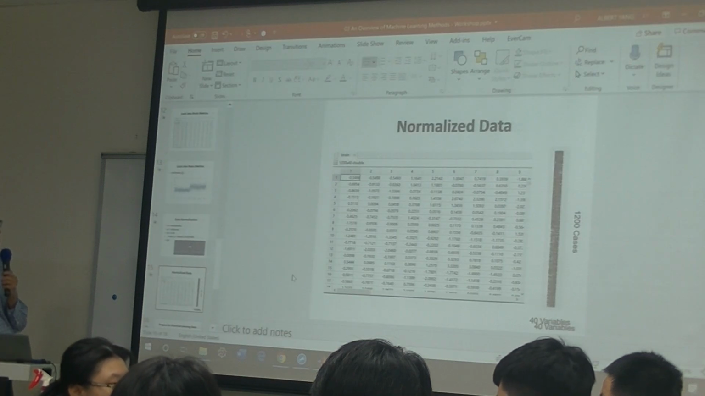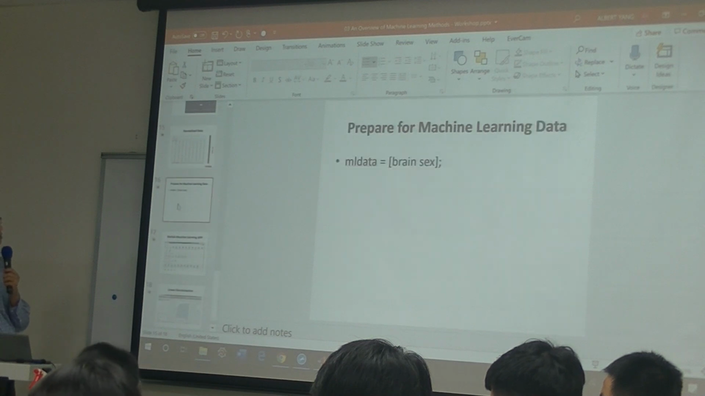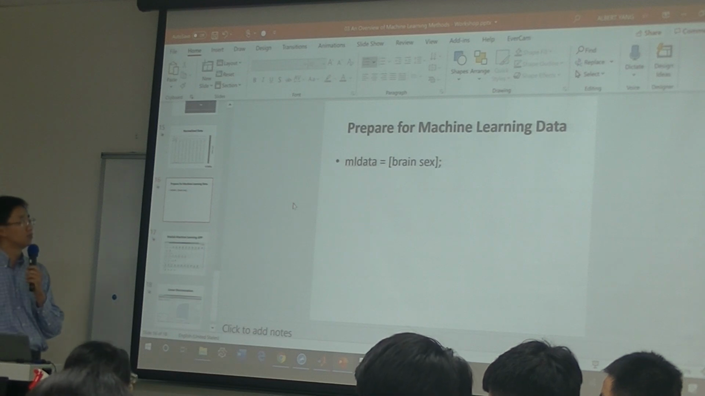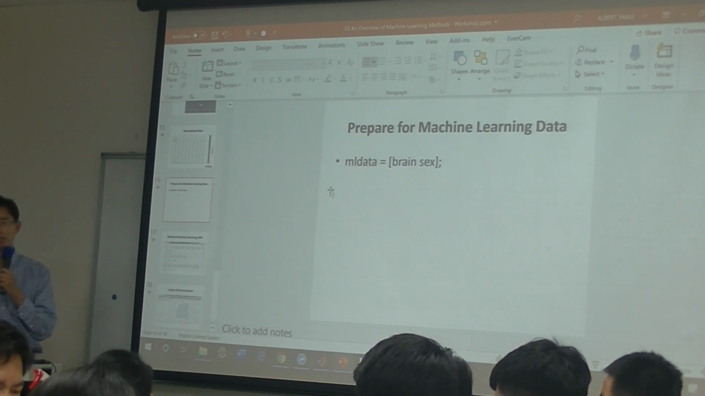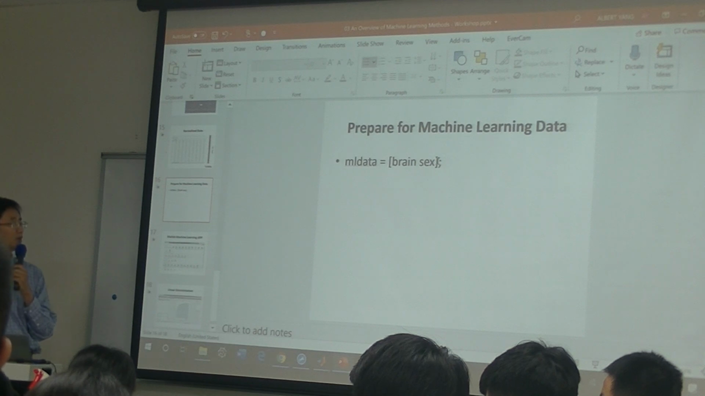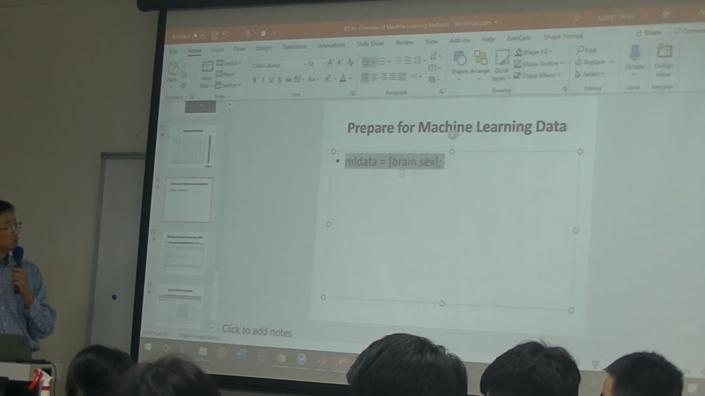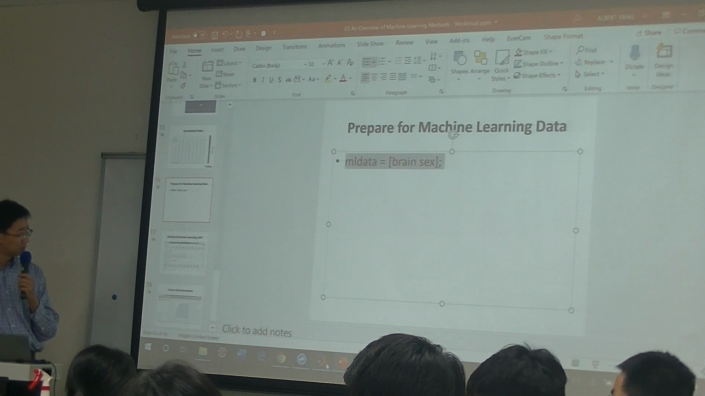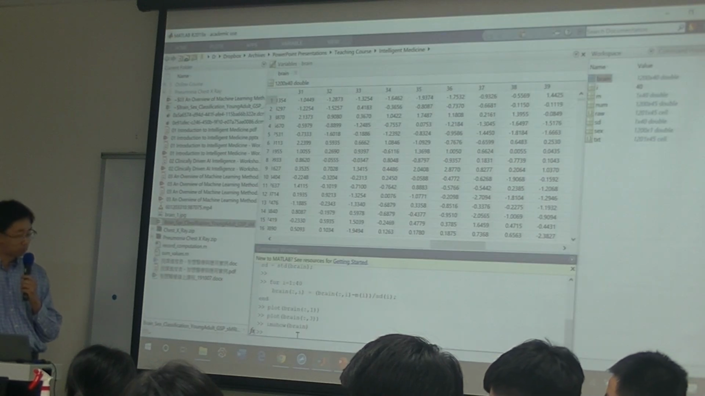So suppose that you understand this part of the normalization of the data, then we can prepare the data for the machine learning algorithm. For this part, we just want to combine the features and labels. The features are the brain variables, and the labels are the sex, male and female. To combine these two, I just use this quotation mark to put the brain and the sex together here.